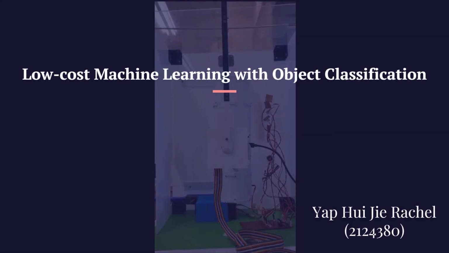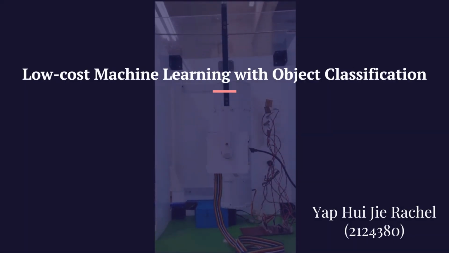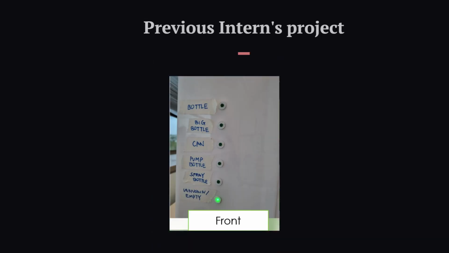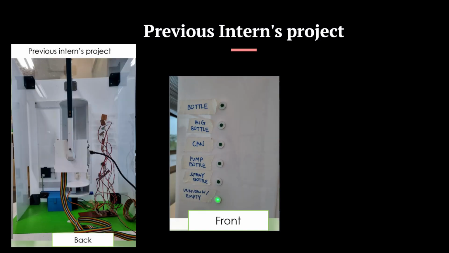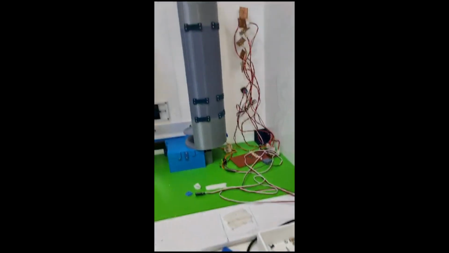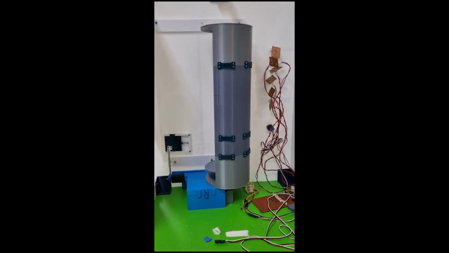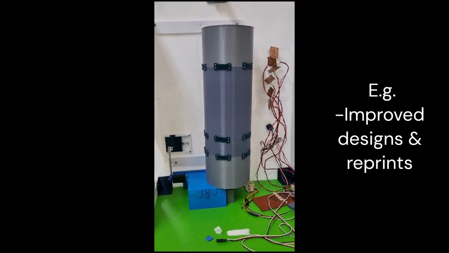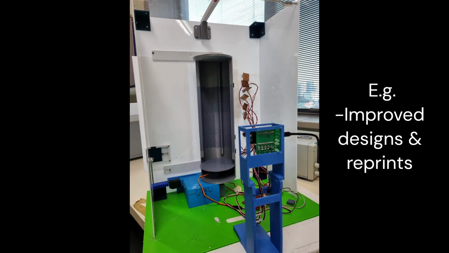I'm Rachel from DCPE and my project is low-cost machine learning with object classification. What my project focuses on is making a self-sorting recycling bin with the aim to reduce the contamination problem and increase recycling rates. I am continuing this project from the previous intern, and my task was to improve the machine prototype that she had made in terms of design and functionality.